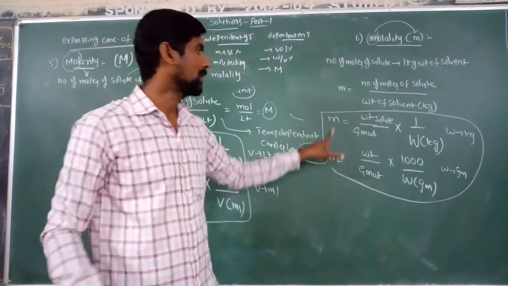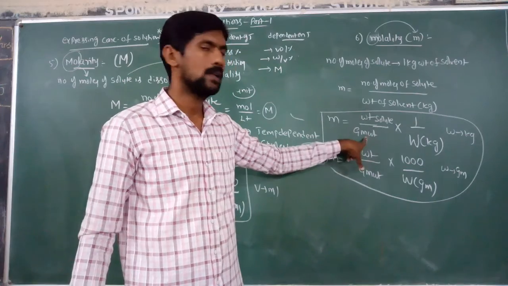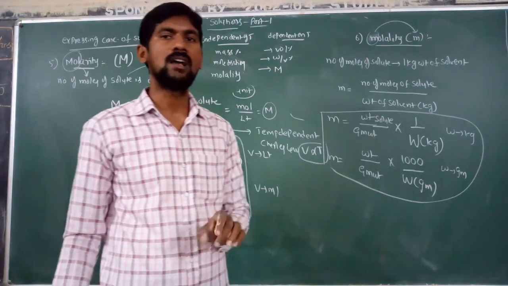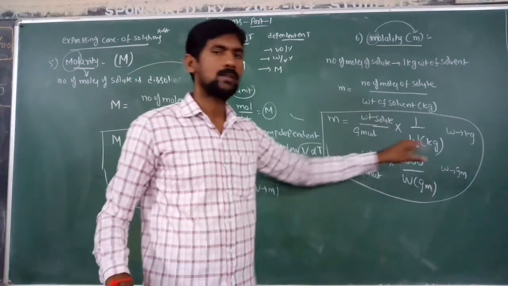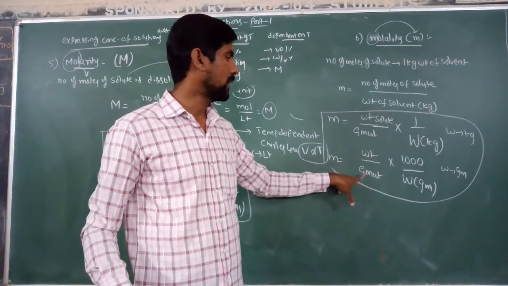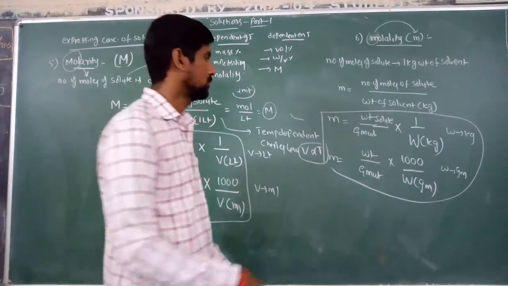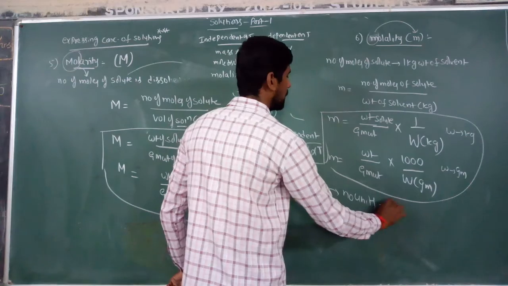So how do you calculate molality? Molality is weight of solute by gram molecular weight of solute into 1 by weight of solvent in kg. If weight is in terms of grams, what is the formula? Weight by gram molecular weight into 1000 by weight of solvent in grams. No units. Temperature independent.